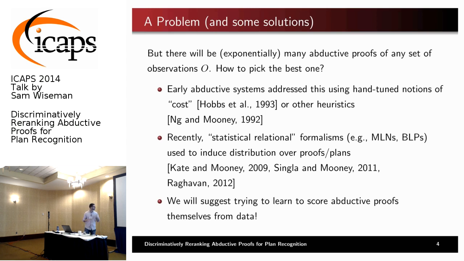Recently, there have been statistical relational formalisms like Markov logic networks and Bayesian logic programs. These are attempts to integrate logic and probability. If you do that, you can induce a distribution over your plan-related predicates, and then find the most probable plan predicates, and that's how you can pick the right ones. We're going to try to actually just learn to score the logical abductive proofs themselves from data, and we're hopefully going to show that this overcomes some of the shortcomings of these more complicated statistical relational approaches.